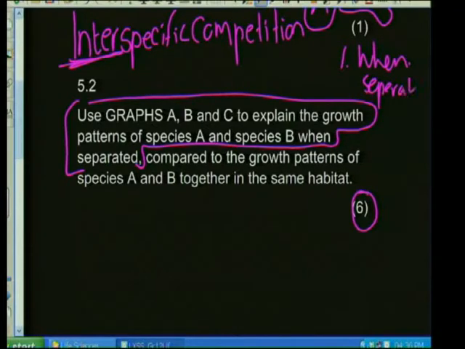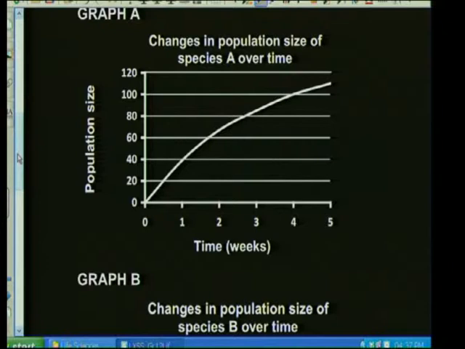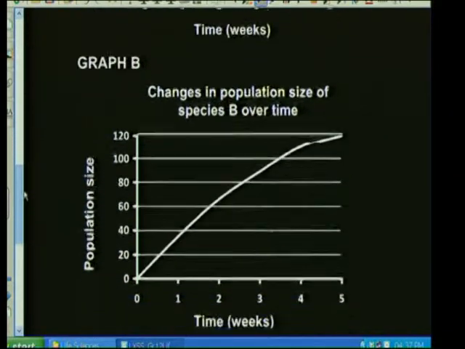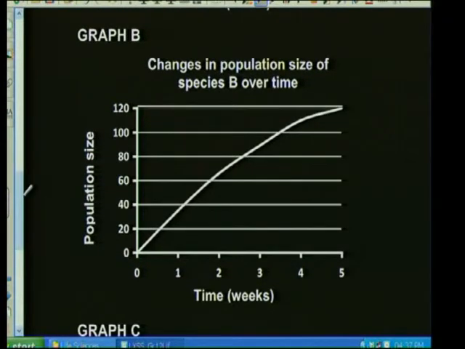All right, so in A and B, what did you notice? Then you must compare it. What did you see happening when they were put together in the same habitat? Okay, so let's start off with when they were separate. I'm going to go back to the graphs. Let's have a look at graph A and graph B. Let's see what happened.